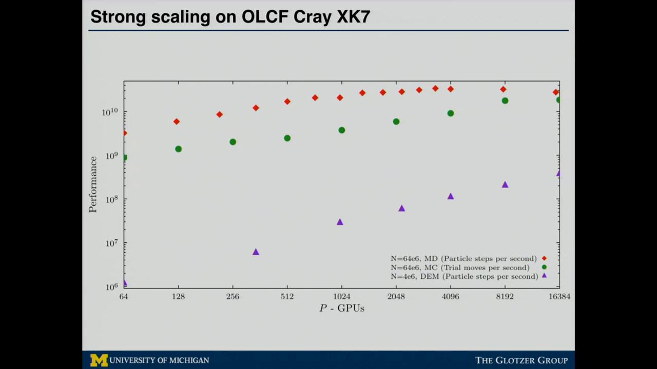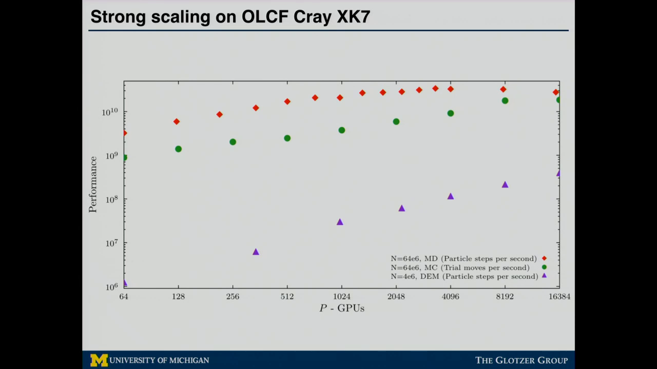And this brings me to the outlook of my part of the talk. So this is what we're interested in. We want to scale up our simulations to really large numbers of cores or GPUs. And what I'm showing here is the performance of 3 different codes: molecular dynamics, Monte Carlo, and DEM. I haven't talked about DEM already. It is shown as a function of the number of GPUs used to do that benchmark.